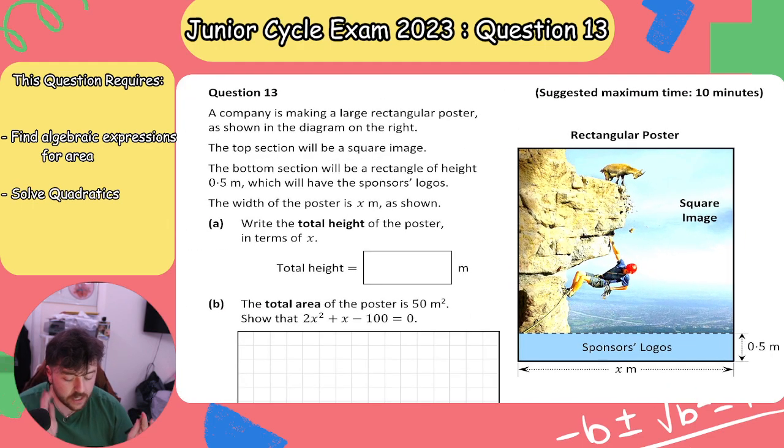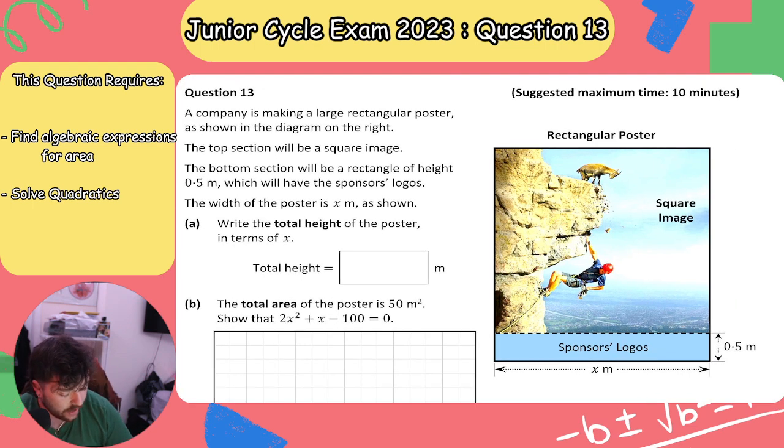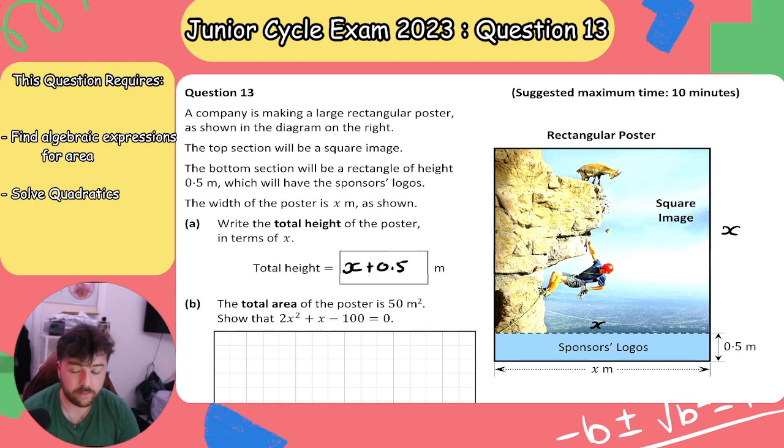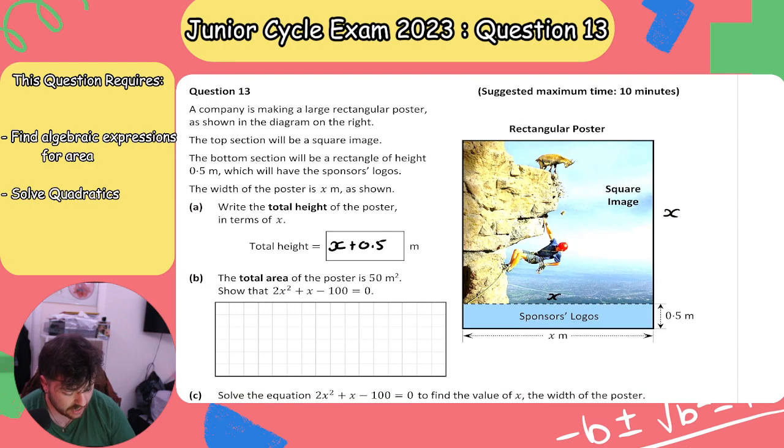Anyway, so write the total height of the poster in terms of x. So the top half, the picture of the goat and your man, that's a square image. So if the width of it is x, we know the length here is x because squares have the same sides. So it'd be x plus the half a meter here. So it'd be x plus 0.5 meters. And that's the total height of the poster there. Easy peasy, lemon squeezy, right?